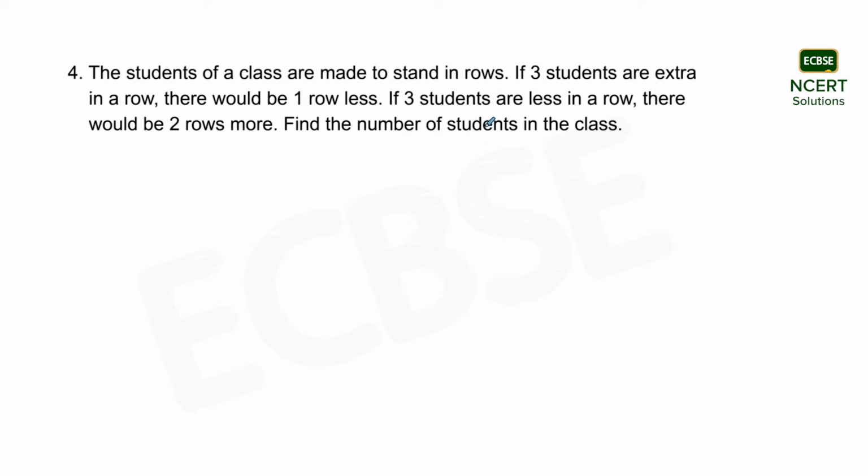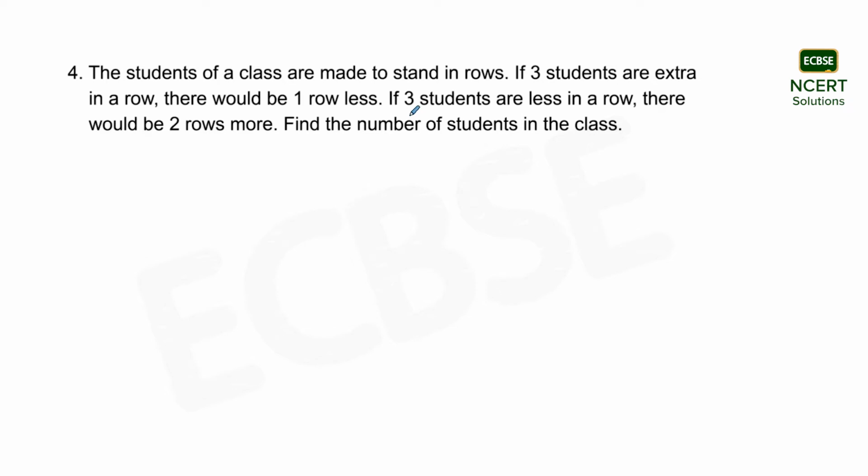After reading this problem, what we get to know is that some predefined arrangement has been assumed, and on that pre-assumed arrangement, the conditions have been applied. What are those conditions? If we add 3 students in each row, then the number of rows which was earlier would be 1 less. That is, suppose it's y, then now it will be y minus 1.